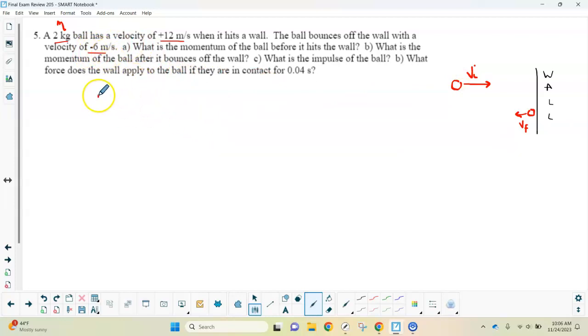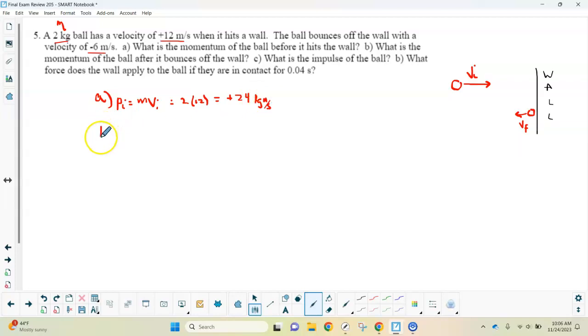A, what's the momentum before it hits the wall? So again, momentum is pretty straightforward. P equals mv. We're looking for the initial. So that'd be the mass times the initial velocity. So it's going to be 2 times positive 12. So that's just 24. So a positive 24. The unit for momentum can be kilograms, meters per second, or Newton seconds, depending on what you want to use.